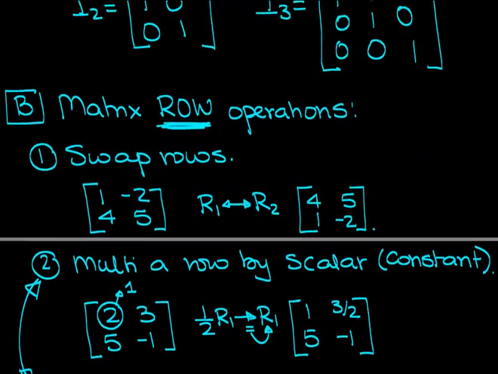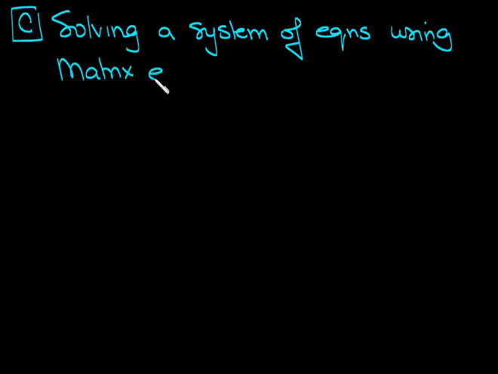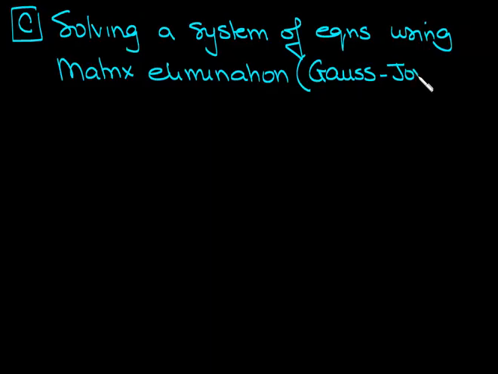Alright, so this would be C, solving a system of equations using matrix elimination. And this process, matrix elimination, is also referred to as the Gauss-Jordan elimination.